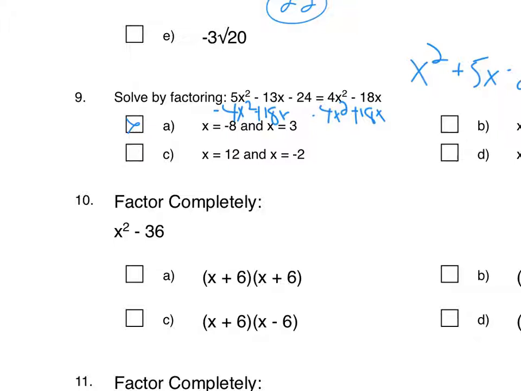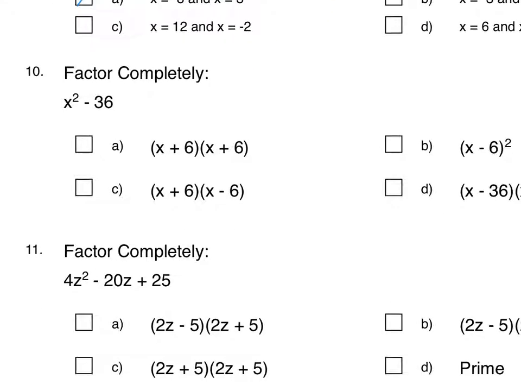Okay, so number 10, two terms. When we see two terms, we should think difference of squares. What squares to give us x squared? That's x. What squares to give us 36 is 6. And then just make one positive, one negative, so then our answer on that one would be C.